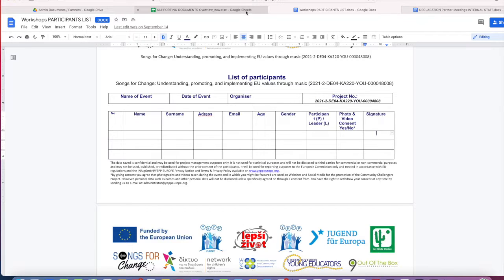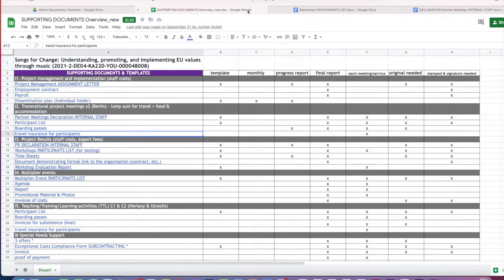This is a very important document to be able to claim the funding for each participant who comes to this meeting. What is also important for the participants of these meetings is to keep the boarding passes and send them to the lead organizer. This basically proves, with this participant list and the boarding passes combined, that these documents prove that the person was in that meeting. So the boarding passes are important.